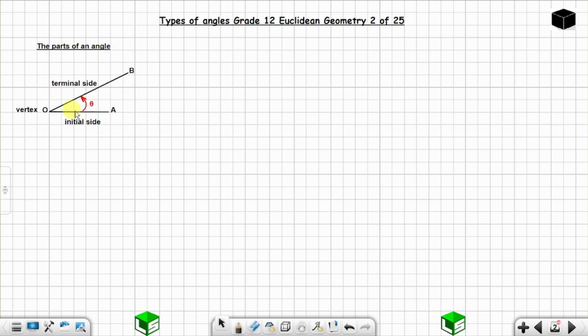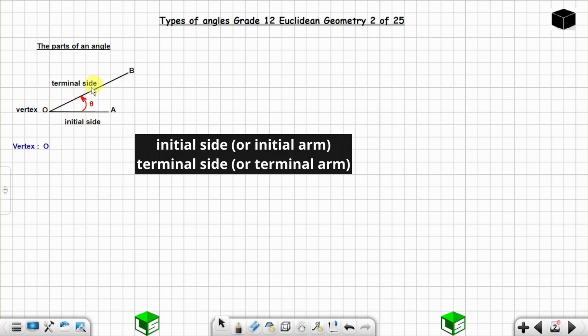To have an angle, you need an initial side, a terminal side, and you also need a vertex. A vertex is commonly known as a corner. So the vertex is O. This is the point where the initial and terminal sides meet at O. So O is the vertex. The initial side is OA and the terminal side is OB.